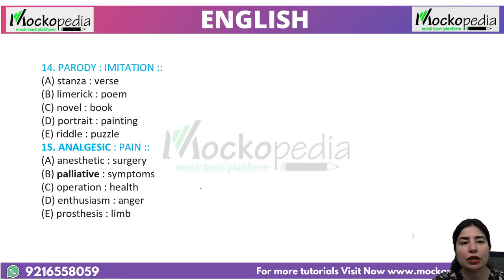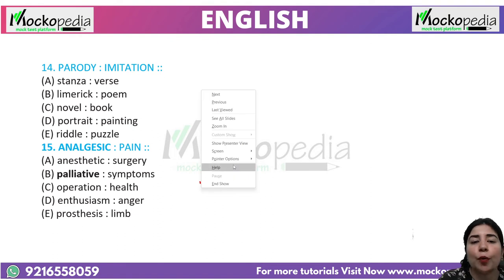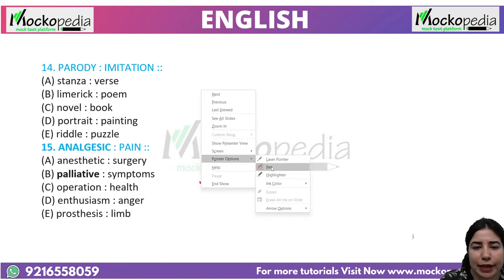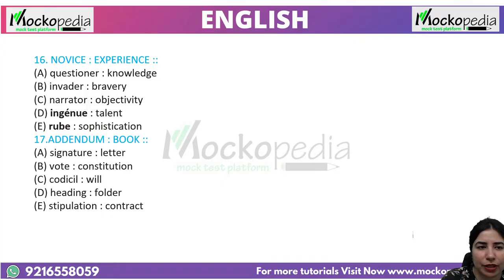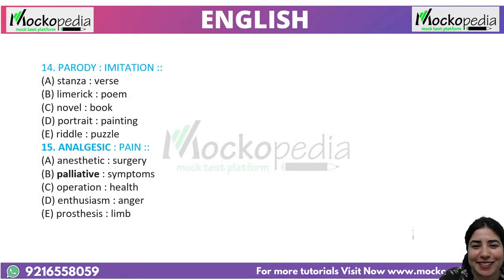So what do? We try the relationship for question number 14. So parody is imitation. आप किसी की copy करते हो, उसके style को copy करते हो, आप मजाक उड़ाते हो, that's what we mean by parody, right? Stanza and verse poem के part है. Limerick is again a humorous poem. We call it poem. Correct pronunciation तो ऐसा है, we call it poem. So however it fits in, right?